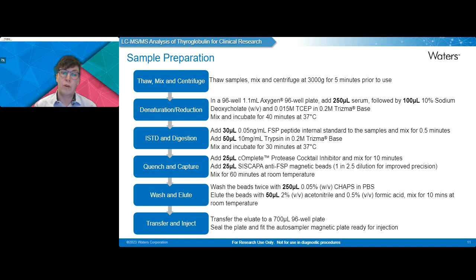And then you elute the beads with 50 microliters of 2% acetonitrile and 0.5% formic acid for 10 minutes at room temperature. We transfer that to a new plate, and then we seal and fit what we use, in this instance, an auto-sampler magnetic plate to the collection plate. And that can help with method robustness, just in case any magnetic beads do get transferred over during that transfer step.